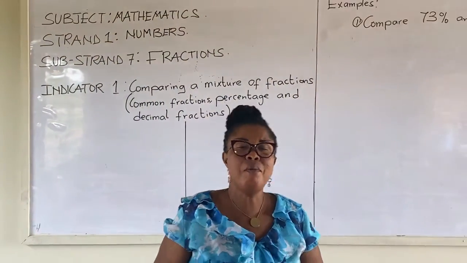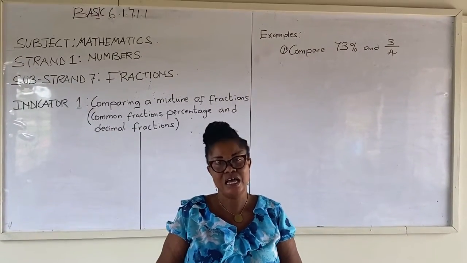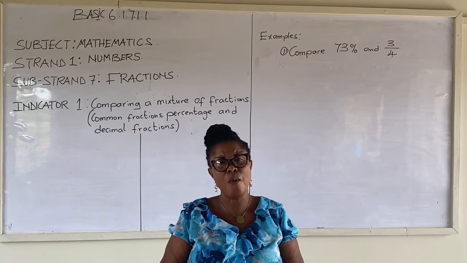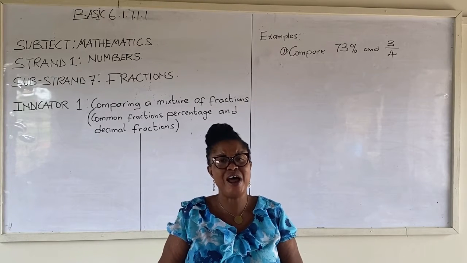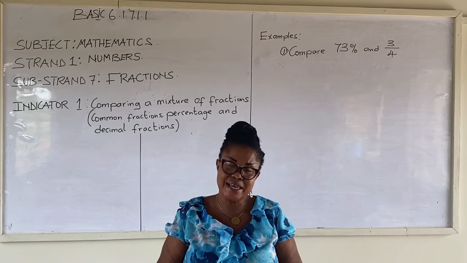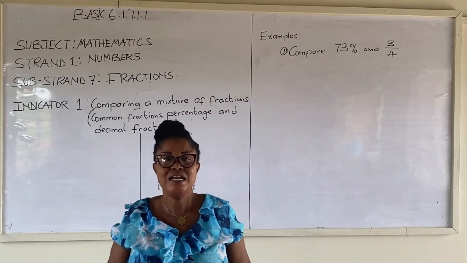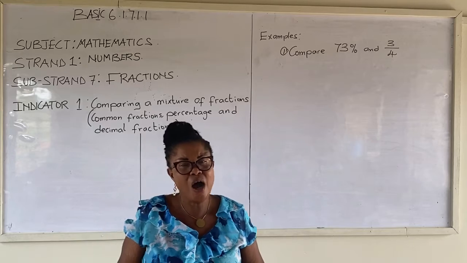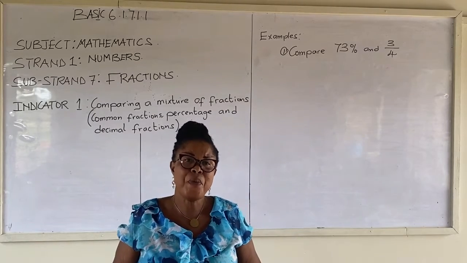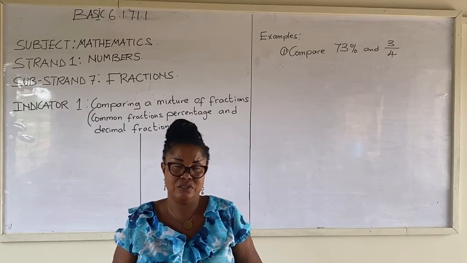Now, from our RPK, we know that a fraction is part of a whole. But today we are going to compare 3 different fractions, which are common fraction, percentage, and decimal fraction. Now, how do we compare fractions? We compare fractions using 2 symbols.